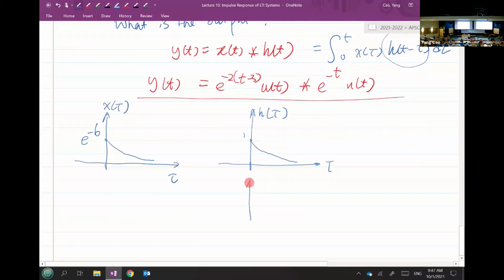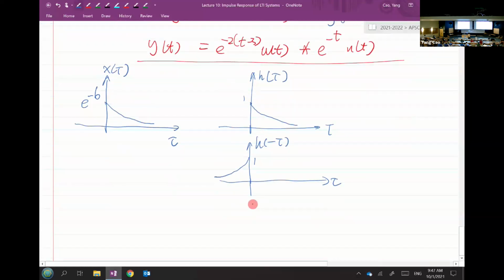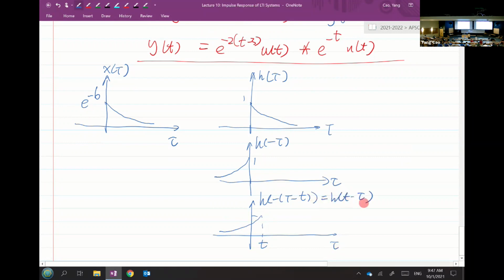And then you plot h of negative tau. That basically is a flipped version. And then you plot h of negative tau minus t, and that's shifted to the right by an amount of t. This is essentially h of t minus tau. Right, that's it. So you got h of t minus tau, which is this one here, and you got x of tau over here.